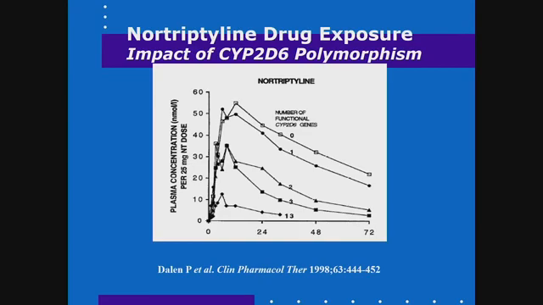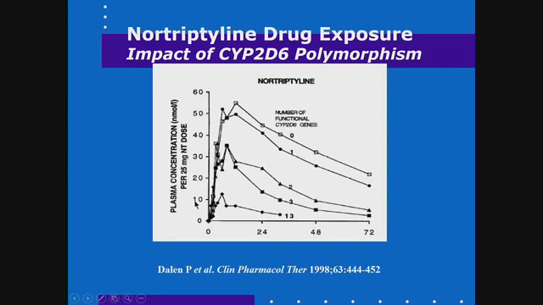Another source of variability in drug exposure may relate to underlying genetic variants. In this instance, we are using the example of nortriptyline, a tricyclic antidepressant that has been in use for many years, and the impact of cytochrome P450 2D6 polymorphism. And here we are plotting plasma concentration of nortriptyline after a 25 milligram dose over time.